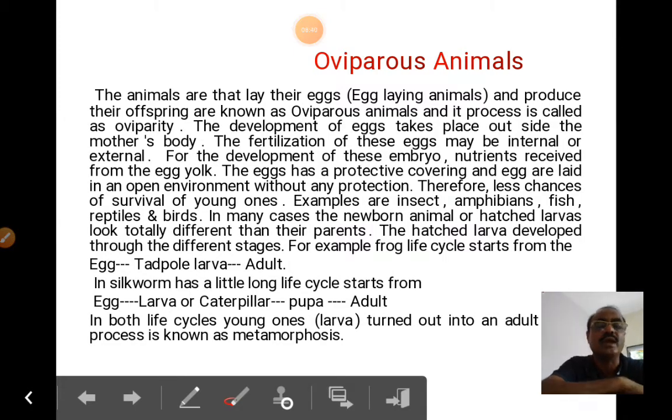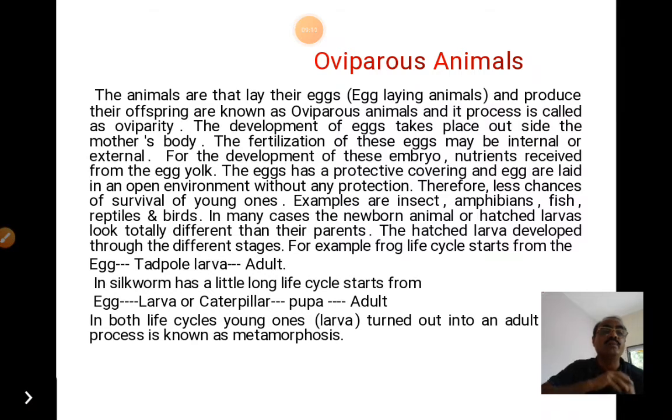Oviparous animals. Already I have told that the animals that lay their eggs, or egg-laying animals, are called oviparous animals, and they produce their offspring outside the body. The process of production of eggs and production of offspring is called oviparity. So in these animals, the eggs are developed outside the body, and the eggs may be fertilized or unfertilized.